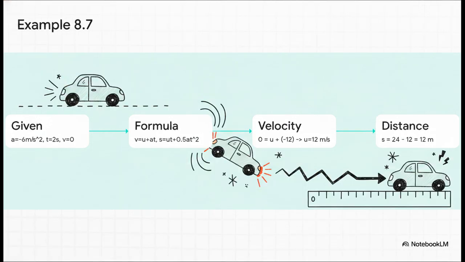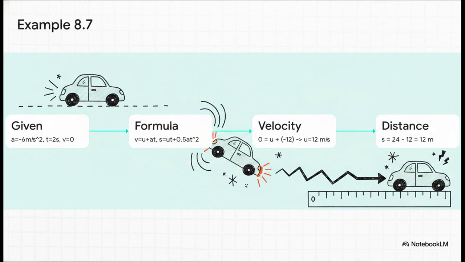This next example brilliantly illustrates why maintaining a safe distance between vehicles on the road is absolutely critical. Even when slamming on the brakes, a car still travels 12 meters before fully stopping. Let's break down the math. The brakes are applied. We are given an acceleration a of -6 meters per second squared. The time t is 2 seconds, and final velocity v is 0.